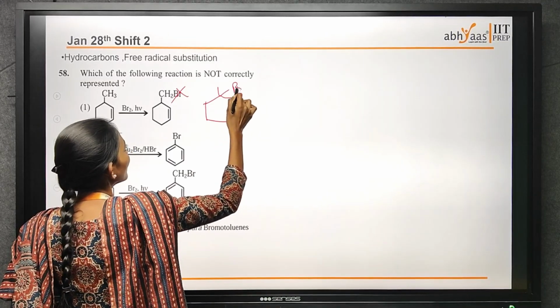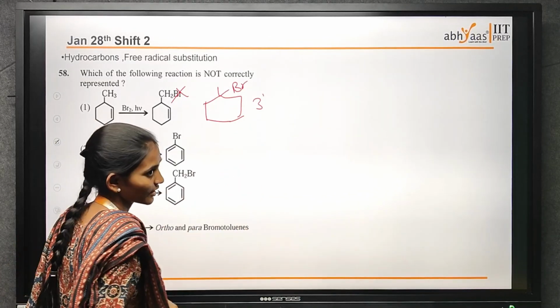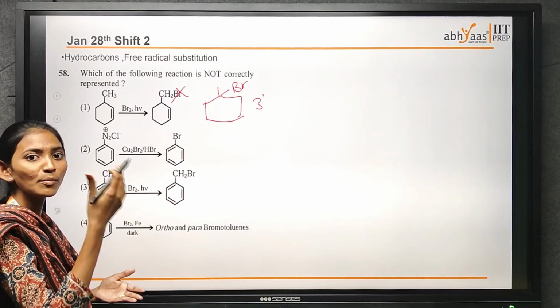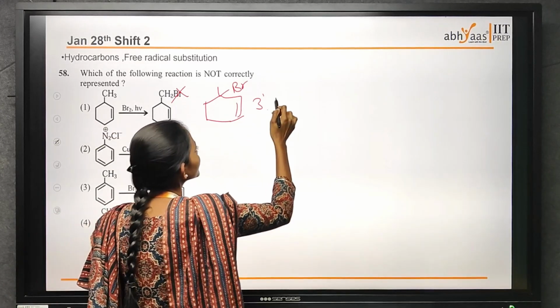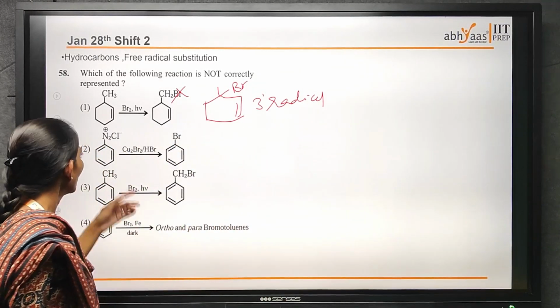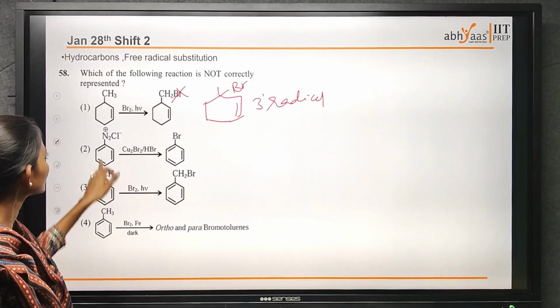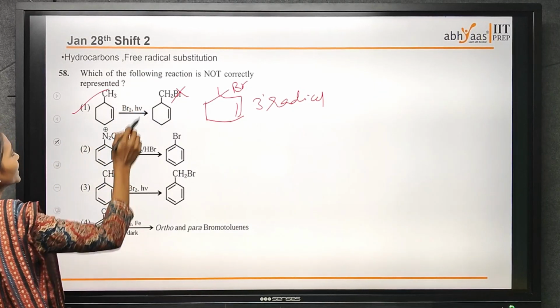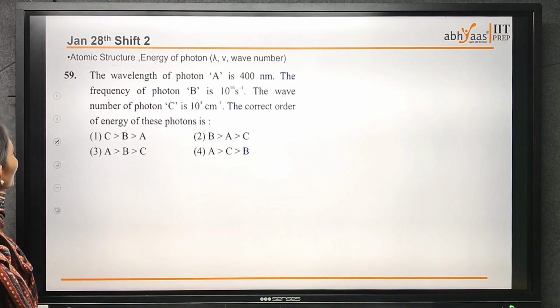We will get a free radical, that is tertiary, right? So the tertiary radical will be more stable. Why? Because the tertiary radical will be more stable here, not this one. So all the others are correct reactions. Only this one is not the correct reaction. So 1 is your answer, right? Moving on to the next question.